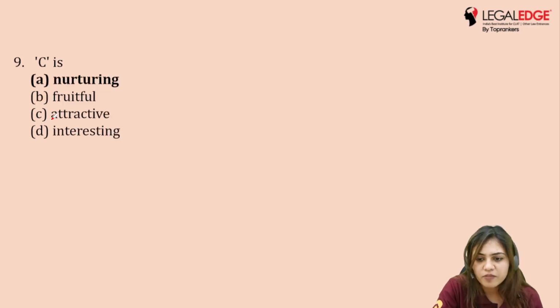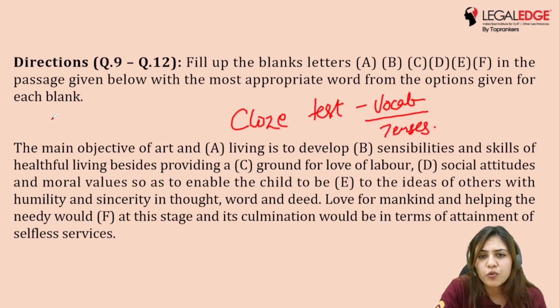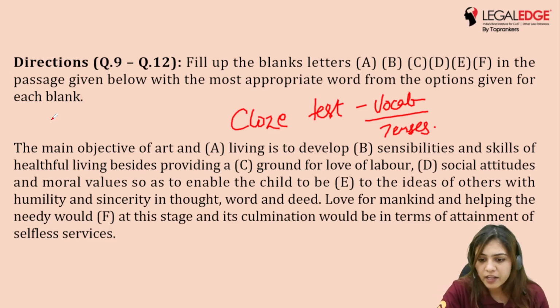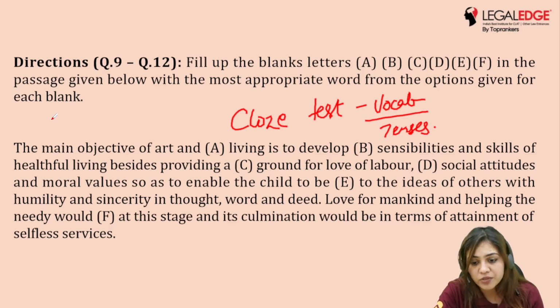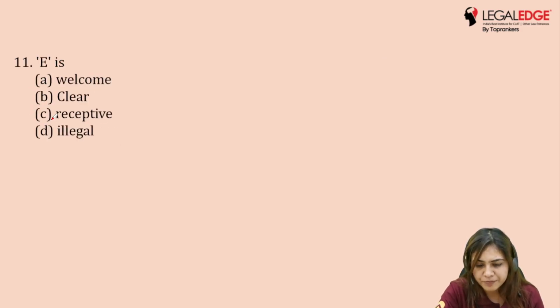So positive moral values and social attitudes are very very essential to enable the child to be dash to the ideas of others. देखो, अगर दूसरे लोग आपके बच्चे को कोई ideas दे रहे हैं तो आपका बच्चा उसके लिए ready होना चाहिए उस चीज़ को accept करने के लिए, right? That's what they are talking about, values such as humility and sincerity in thought, word and deed. So let's see what's going to be option E here.